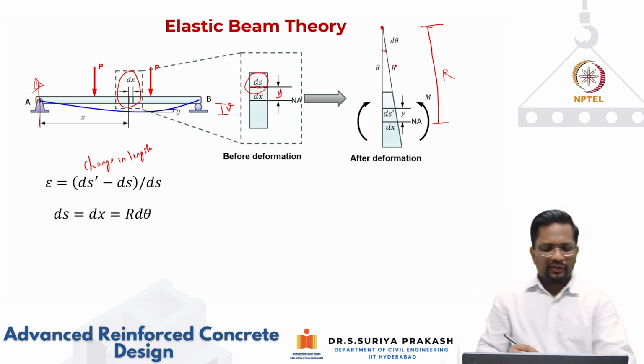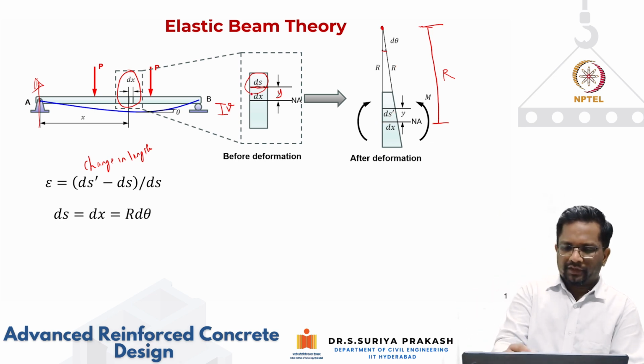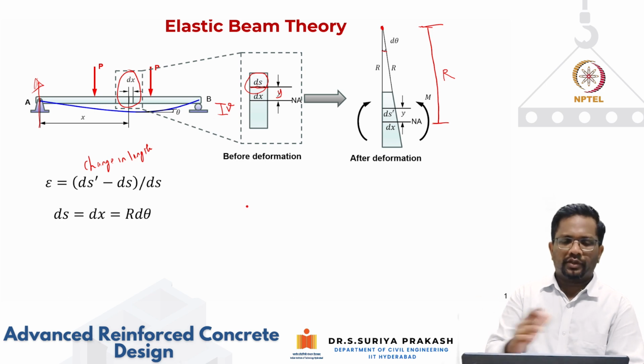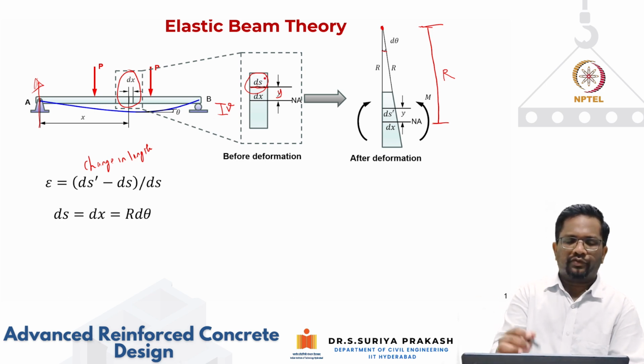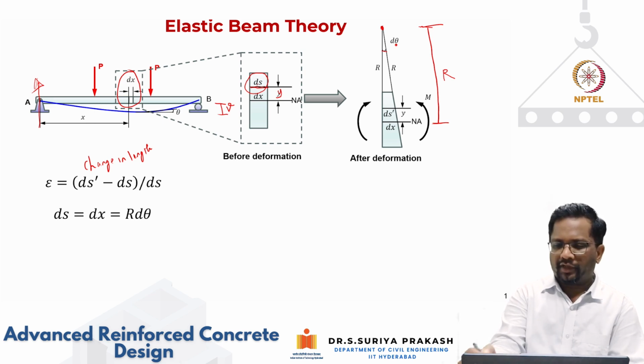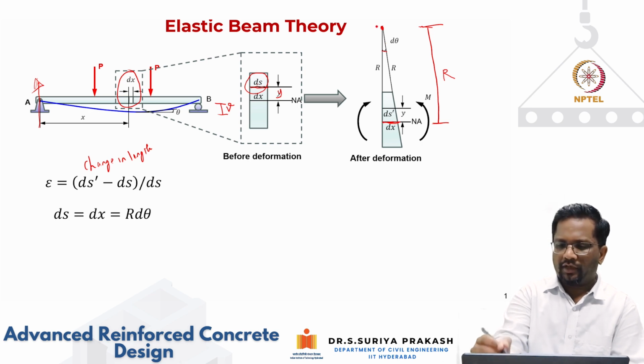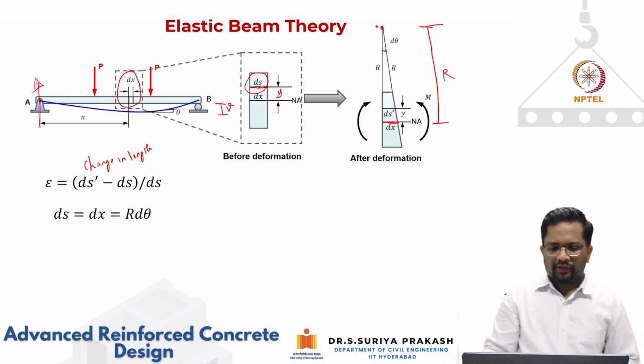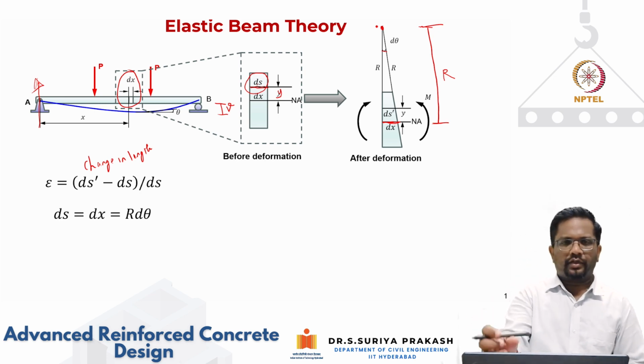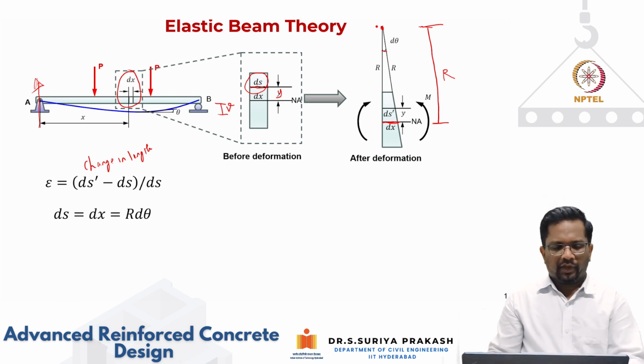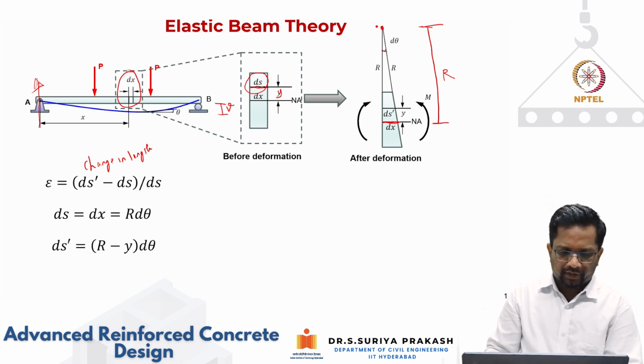Okay, so you can see that now what would be ds, and ds we know that it is equal to dx because the original length before deformation ds is equal to dx. Now what is dx? Dx can be written as r into d theta. Okay, so this dx, if you look at it, it can be written as r into d theta from your circular bending, right? So it is bent into the circular arc. So that deformation can be written as r into d theta.